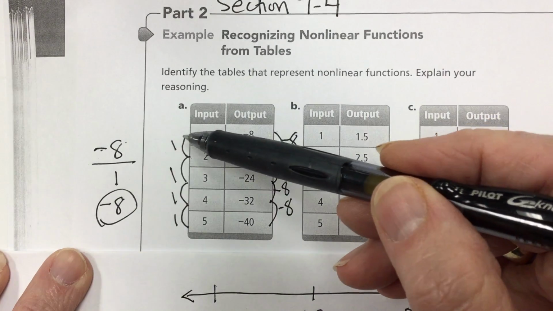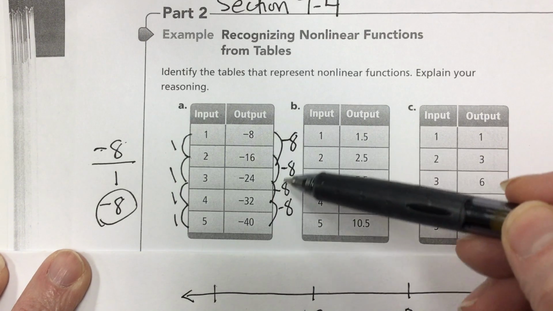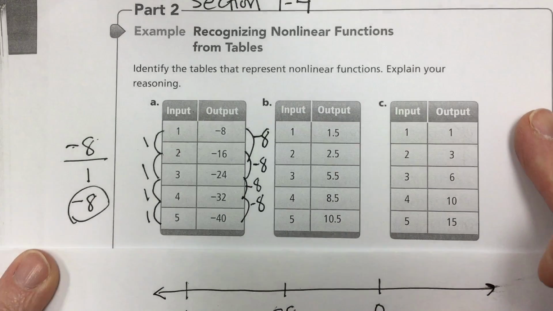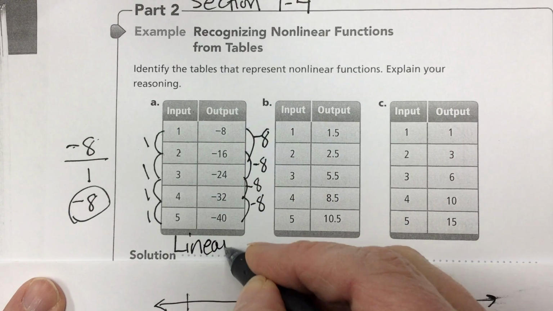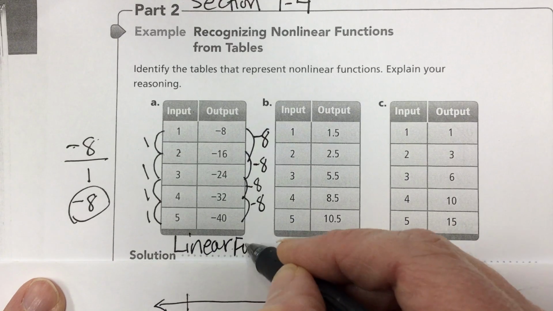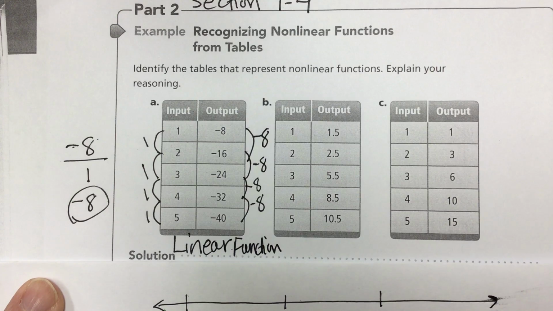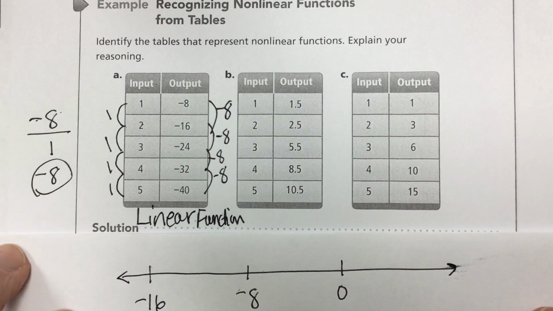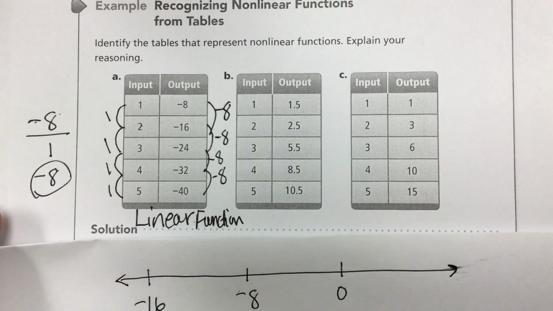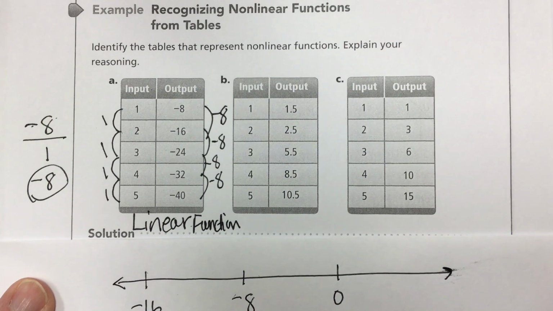So since the changes of your inputs are all the same and the changes of your outputs are all the same, then yes, this is a linear function. It is a linear function for Part A. All right, so now let's go to B. Let's determine if this table is also a linear function.